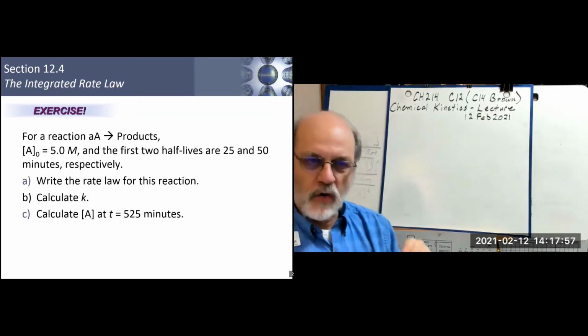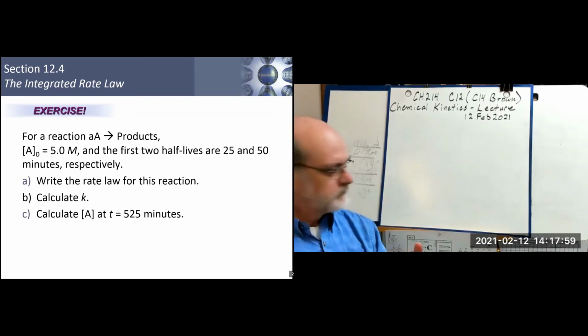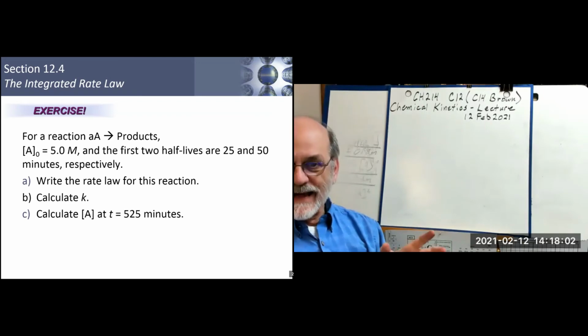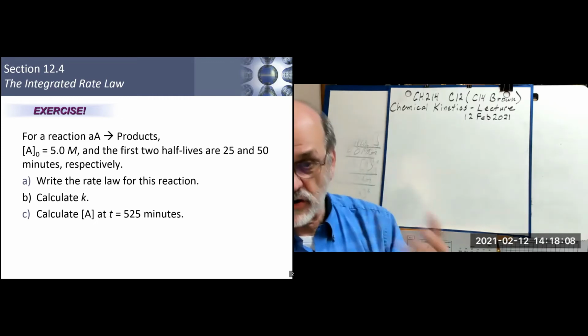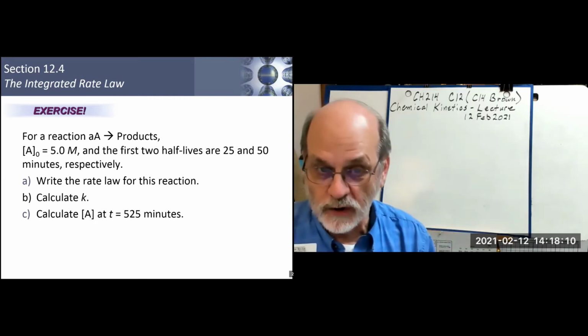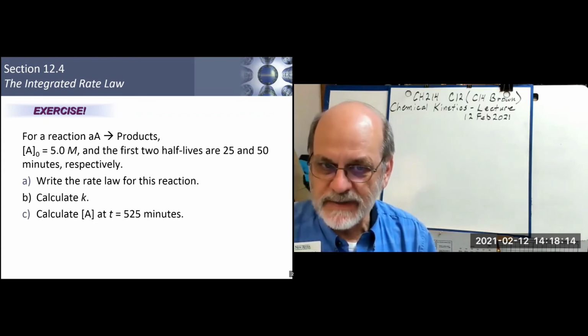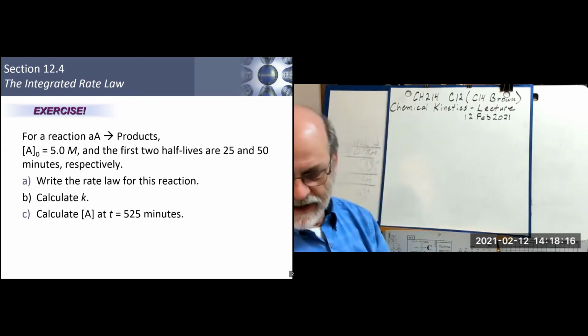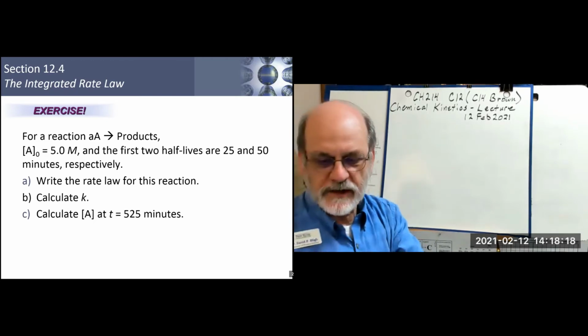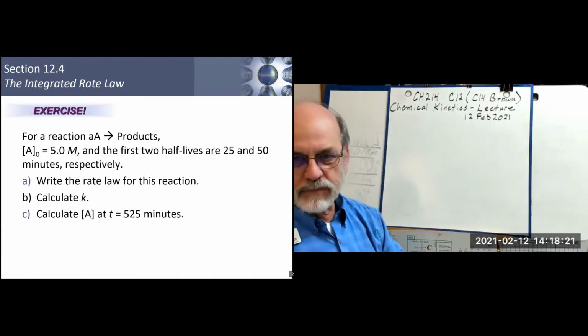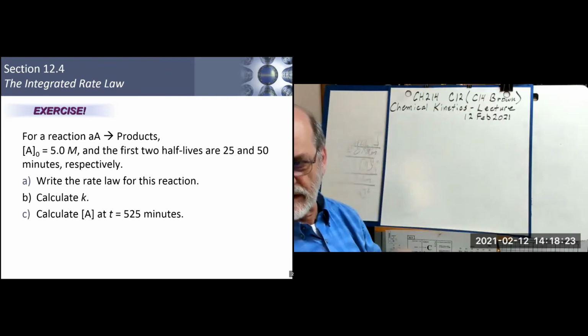Okay, so for this example, we have A that is being changed into some sort of products. Our initial concentration of A is 5 molar. And the first two half-lives are 25 and 50 minutes. So like I said before with word problems, let's put it on the board and try to blow away the blue smoke so we can see the actual problem.